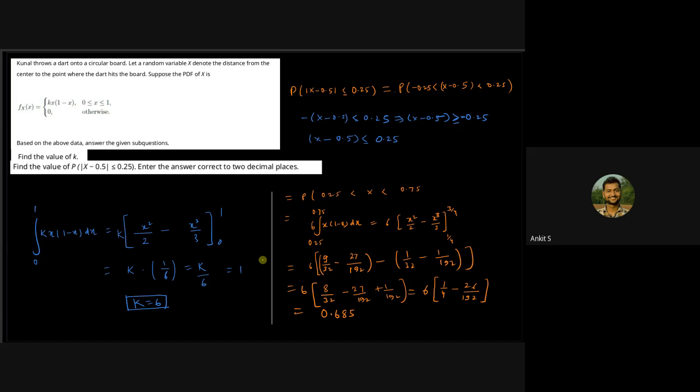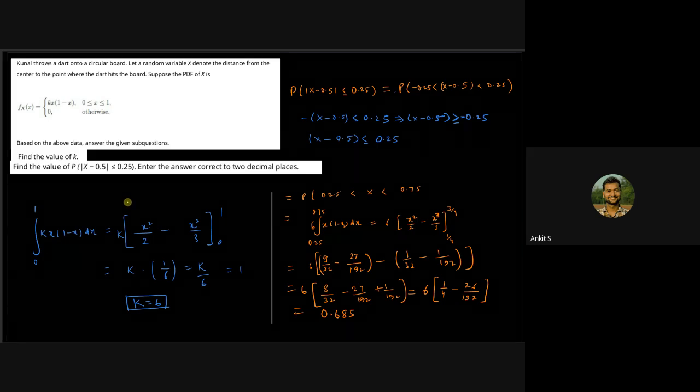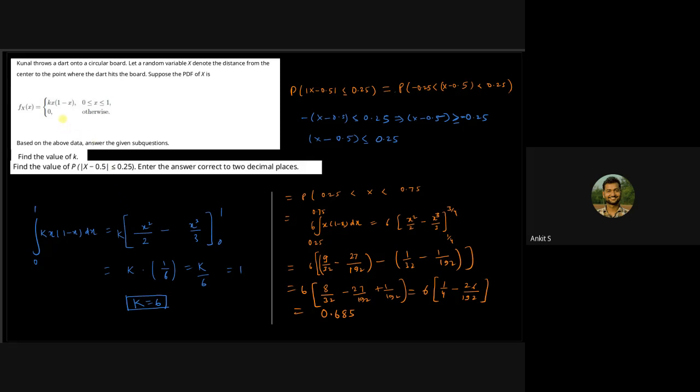So here we have one question related to week 4. Someone is throwing a dart onto a circular board, and we denote by x the distance from the center to the point where the dart hits the board. And clearly x is a continuous random variable, right? Sorry, we don't talk about the probability of a continuous random variable. We talk only about the PDF. PDF is defined by this function.